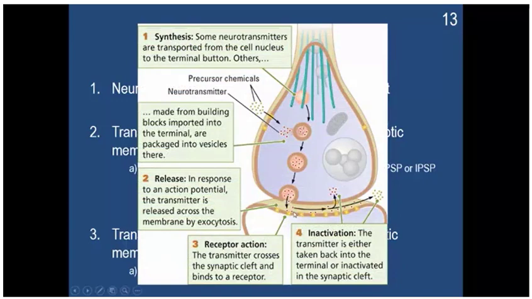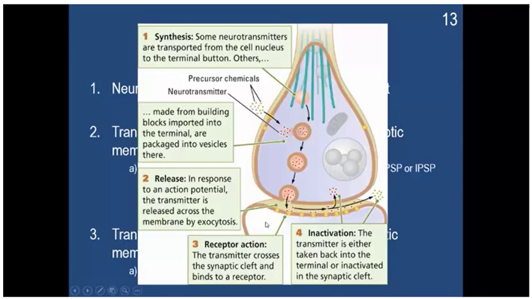Neurotransmitter is being released. It's going out here, and it's binding to the receptors. These receptors are changing their shape, becoming more permeable to either sodium or chloride ions. Either one, it doesn't matter, depending on what the message is. It's important to note that the neurotransmitter does not get absorbed by the postsynaptic cell.